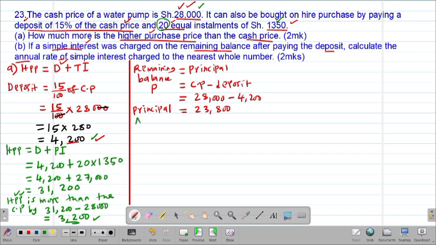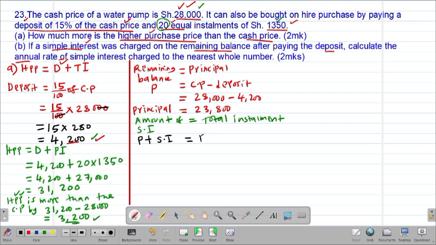We know that the amount of simple interest is always equal to the total installments. Therefore, we are going to equate these two. So the principal, plus the simple interest, will be equal to the total installments.